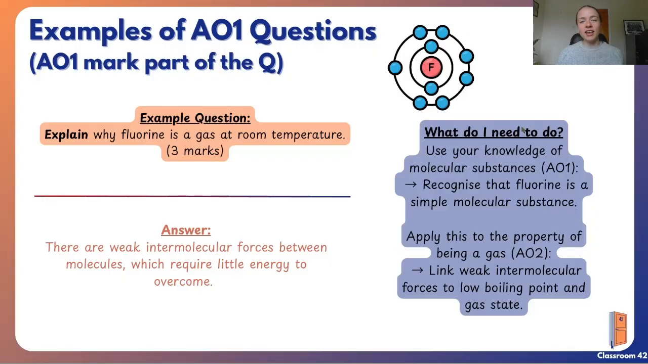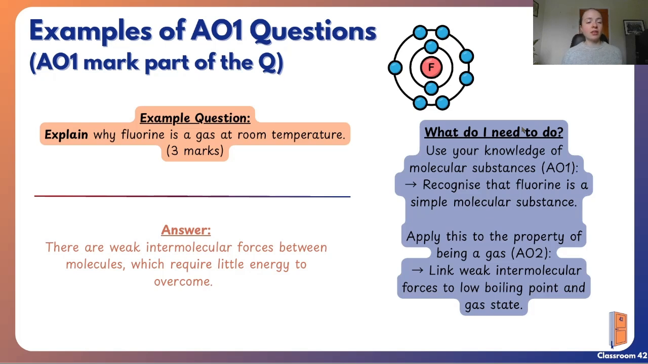And so this question here is one of those examples where AO1 is a part of a question, and here it's an AO1 and AO2 mixed question. So explain why fluorine is a gas at room temperature, and it's worth 3 marks. So here I would start with your AO1 and use your knowledge of molecular substances to recognise that fluorine is a simple molecular substance, and then your AO2 is applying this to the property of being a gas. So weak intermolecular forces to low boiling point and gas state.